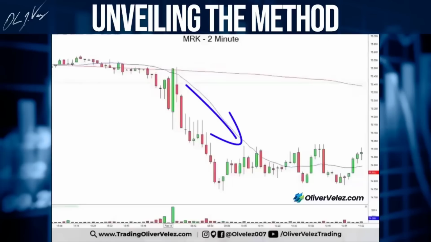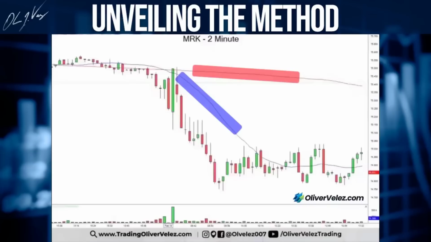Some people say, well, Oliver, what happened to, look at this color change here. Look at this elephant bar. You don't want that elephant bar. Why? Because your 20 is not above the 200 and it's not rising above the 200. Your 20 is under the 200. It's under the red one. It's telling you bet this way, not up way. So you ignore any up signal. Ignore it.